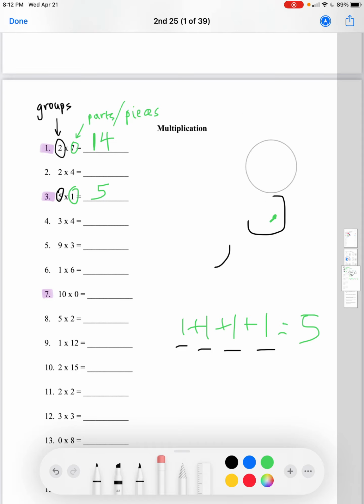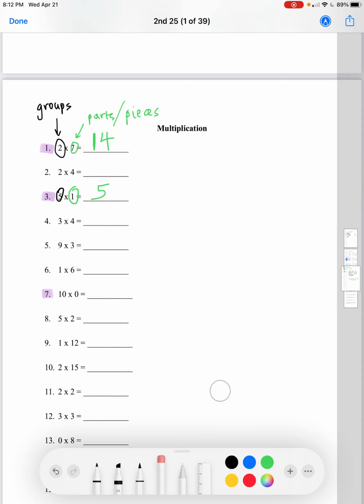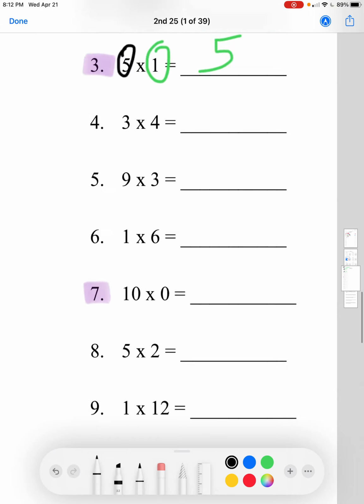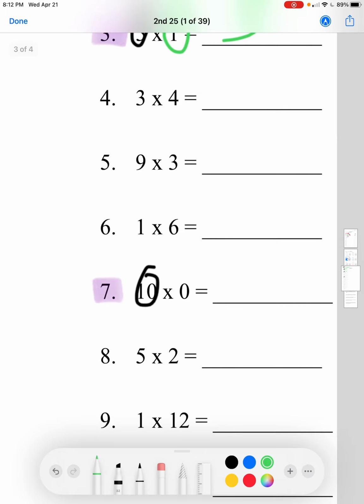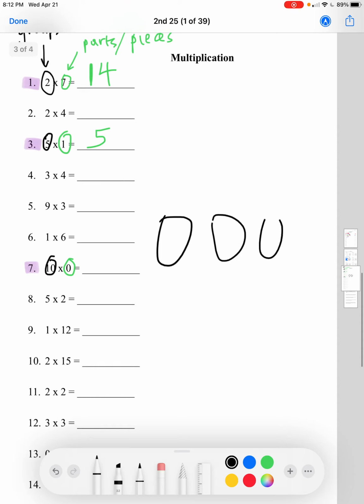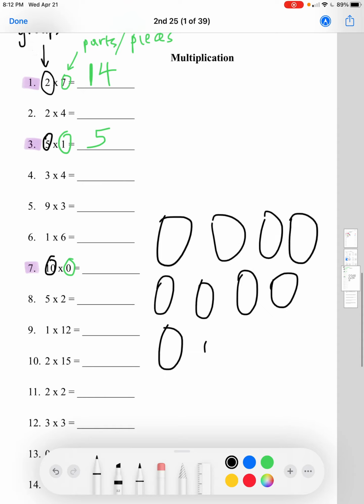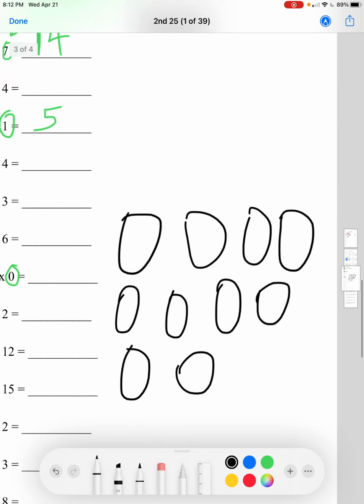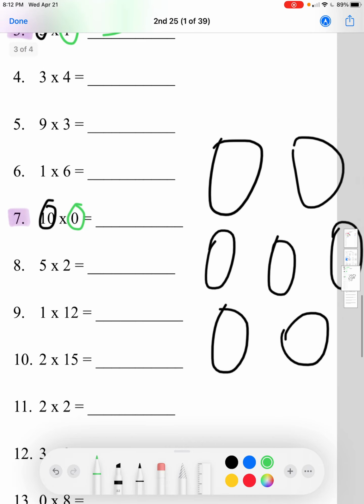Now let's do one more example. Number 7, we have 10 times 0. So again, this is the number of groups and this is how many is in each group. So 1, 2, 3, 4, 5, 6, 7, 8, 9, 10. And we're going to put 0 in each. So there's 0 here, 0 here, 0. And all of them, that means they're going to be left completely blank. So what this is saying is we're adding 0 to 0 10 times.